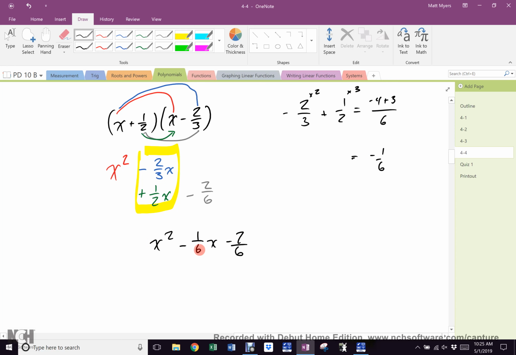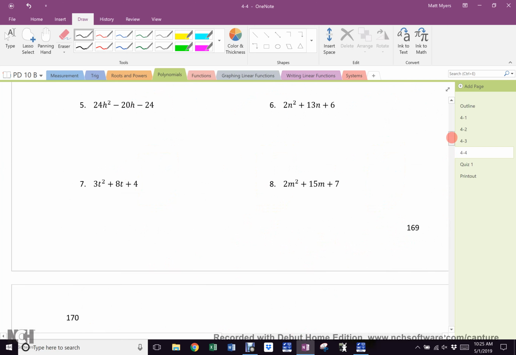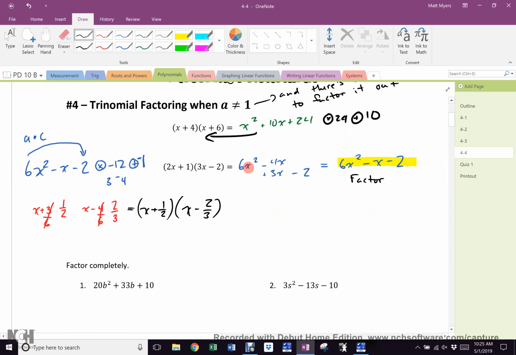What about that frightens you? The 1/6. The fractions. How do you get rid of fractions? Multiply by what? 6. To get 6x squared minus x minus 2. Well, we were talking about that. So this gets me this, doesn't it?